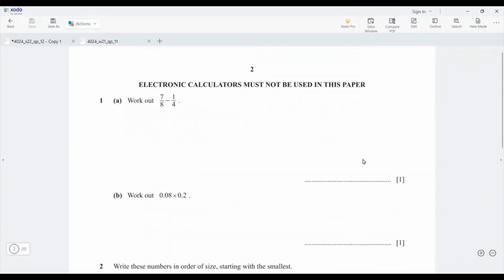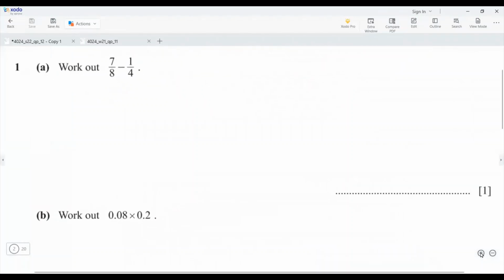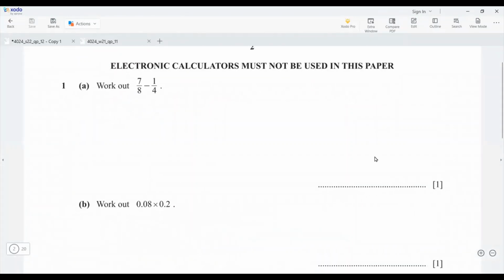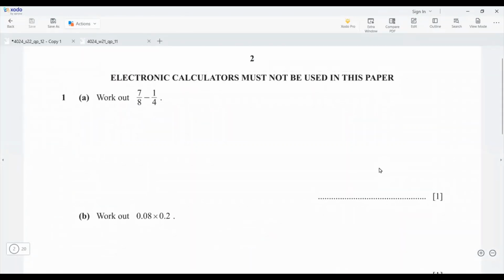In the first question, you can see we have to work out a fraction, meaning make this a single fraction in its simplest form. So these two are going to be subtracted. The denominators are 8 and 4. What's the LCM of 8 and 4? That is 8. We have to make the second denominator 8.